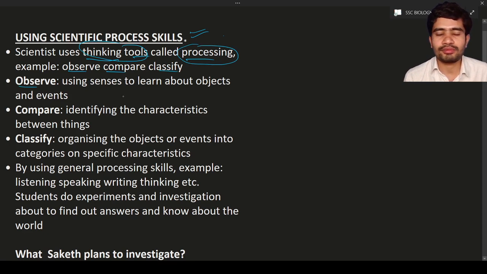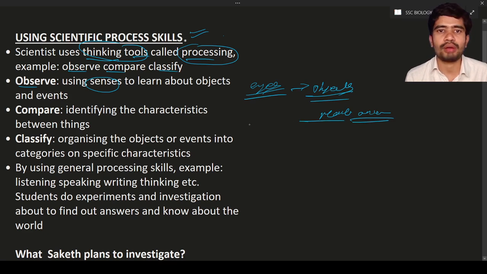Next is observe. First, they observe by using senses, like their eyes. With the help of their senses, they observe something and learn about the objects. What is meant by objects? Objects may be anything, whether it may be a plant, or an animal, or any substance. So they are known as objects. Events also, which means particular functions like photosynthesis, respiration or breathing, etc. They observe all these things.